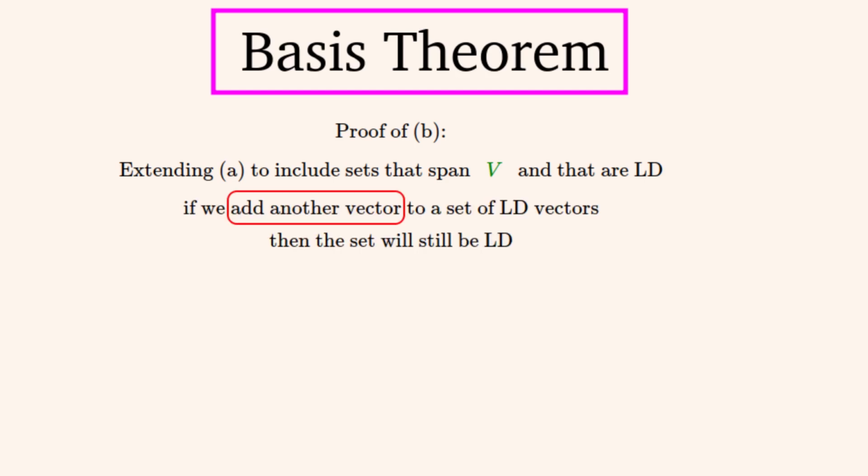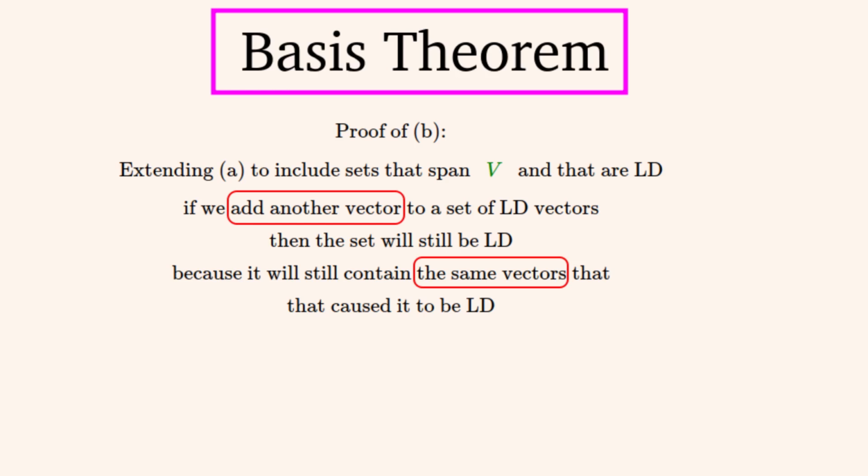If we add another vector to a linearly dependent set of vectors, then it'll still be linearly dependent. This is because it will contain all of the same vectors that cause linear dependence.